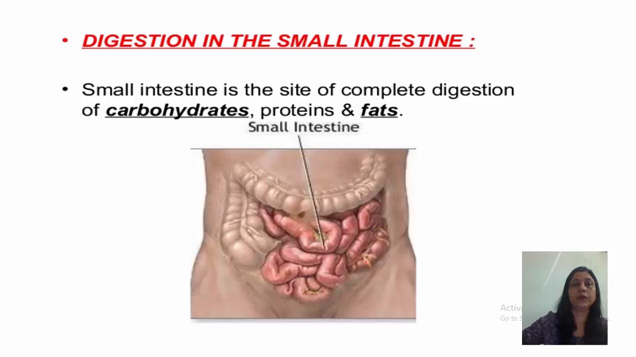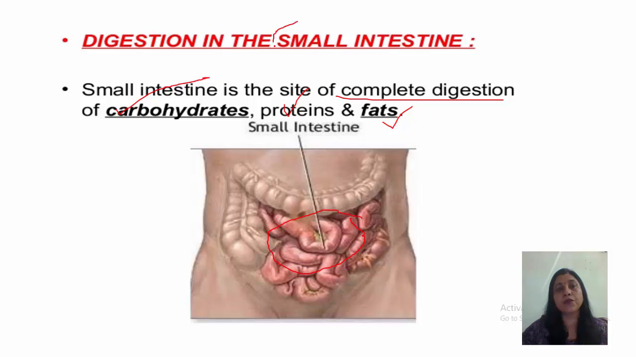Now digestion in the small intestine. The small intestine is the site of complete digestion, means the food is completely digested in this small intestine. All the three nutrients, that is carbohydrate, protein and fats, get digested completely in the small intestine. You can see this coiled structure is the small intestine. This is actually the lengthiest part of the alimentary canal, but it is known as small intestine. Why? Because of its narrow lumen, means its diameter is less, therefore it is known as small intestine.